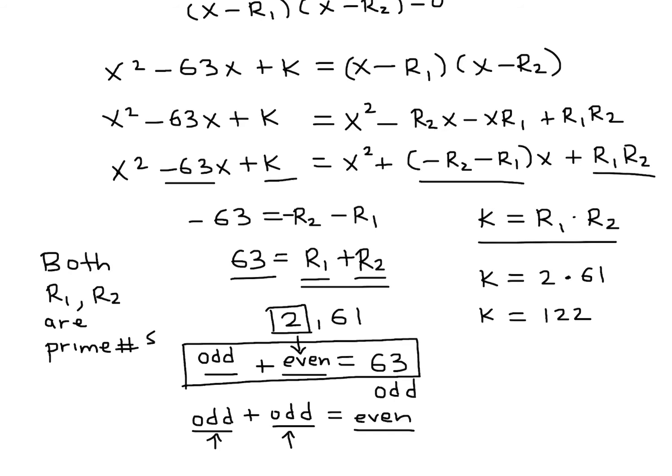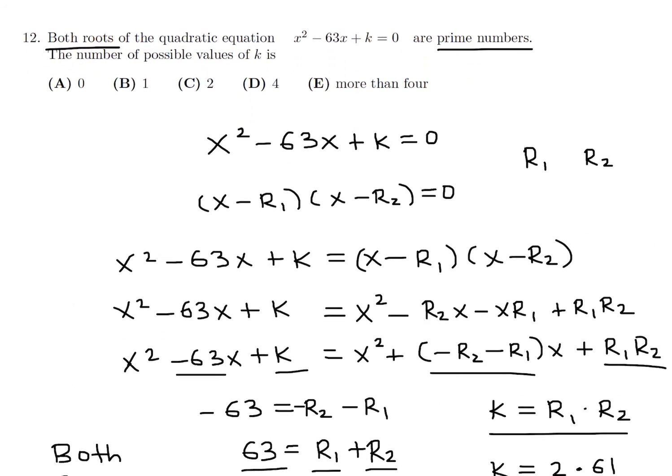So that's it. This is the only possible choice or calculation for K. So the number of possible values of K, there's only one, so 12 is B.